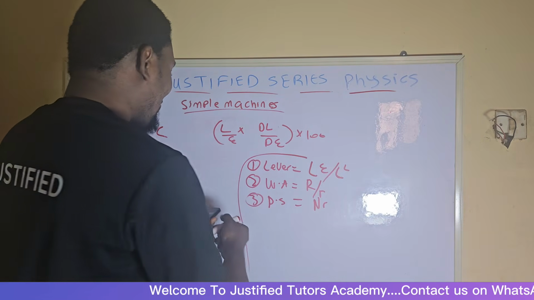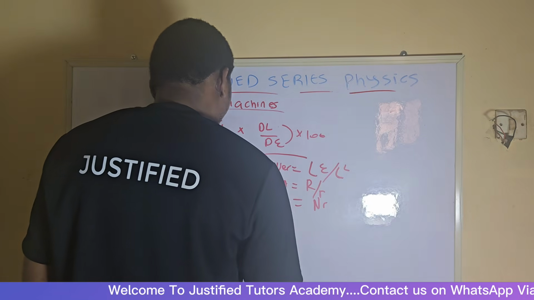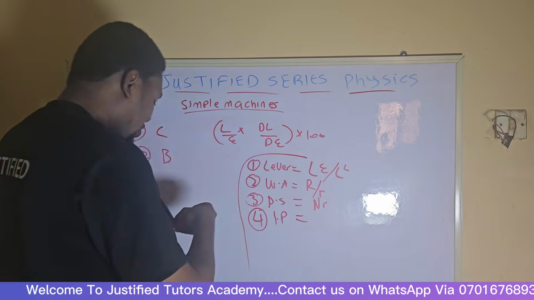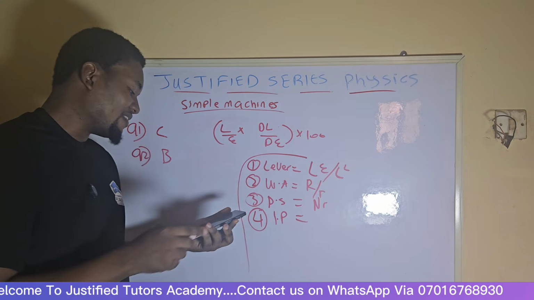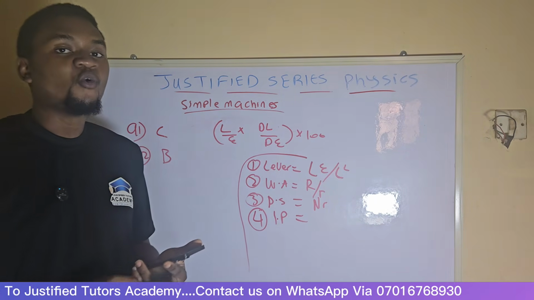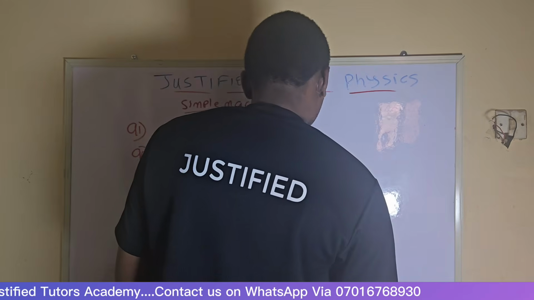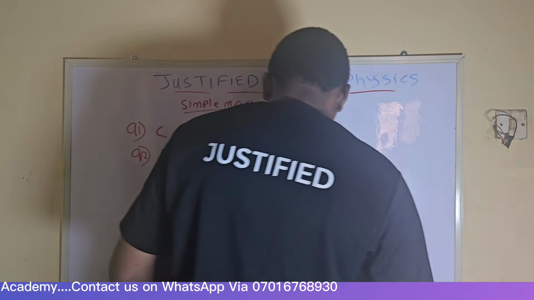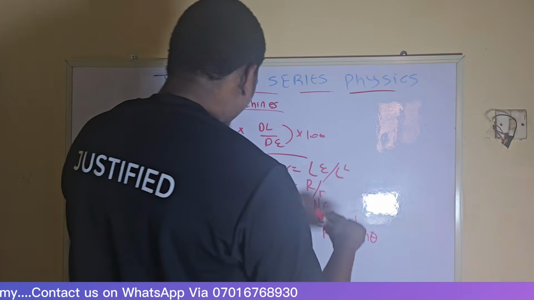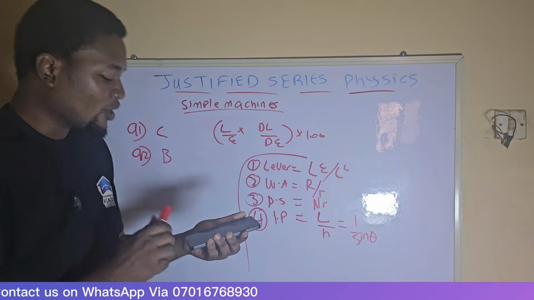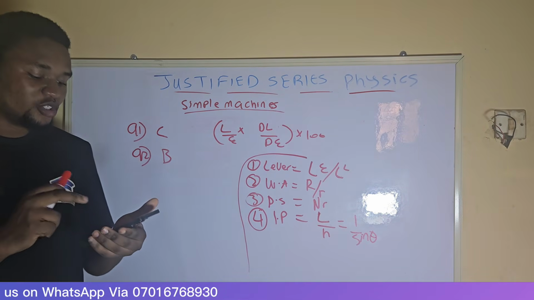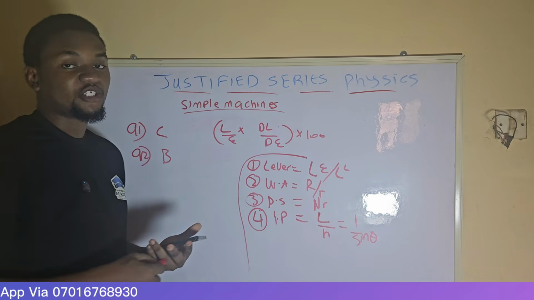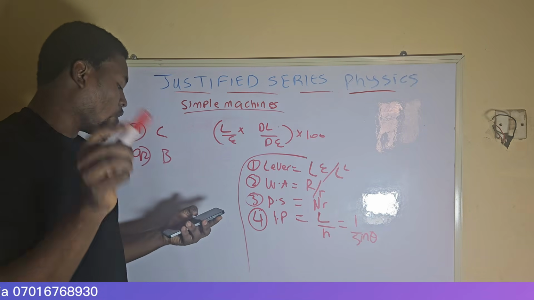Moving on, we now have the inclined plane. The velocity ratio for an inclined plane is given as the length of slope over the height, which is also written as 1 over sine theta. When you have memorized all this, you can easily know their velocity ratio whenever they ask you in the examination. But we're not done.